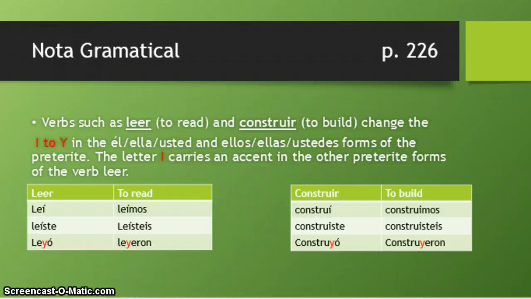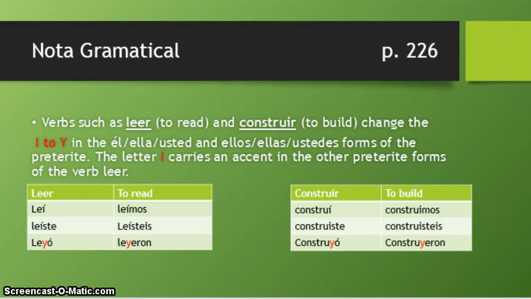Here we're going to go over in the nota gramatical from página 226 what I call 3 vowel in a row verbs. Here I have the verbs such as leer, to read, and construir, to build, which have a slight spelling change from I to a Y, specifically in the él, ella, usted, and the ellos, ellas, ustedes forms of the preterite. Notice that in the verb leer, to read, all of the I's carry an accent mark.